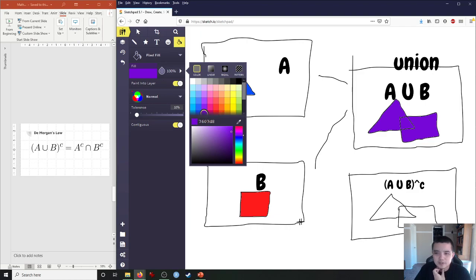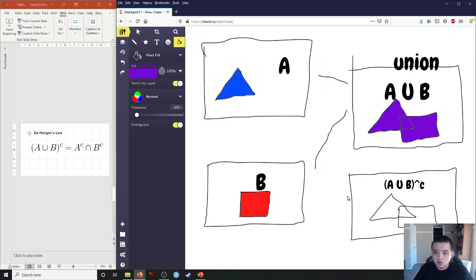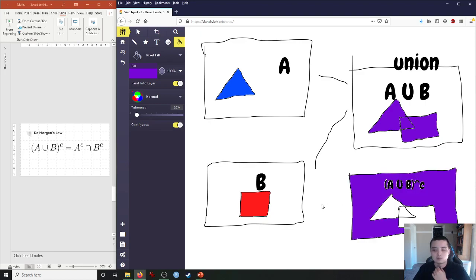And remember, complement in some sense is the opposite of what we had before. So what would be the opposite of this purple shape here in the top right? And there we go.